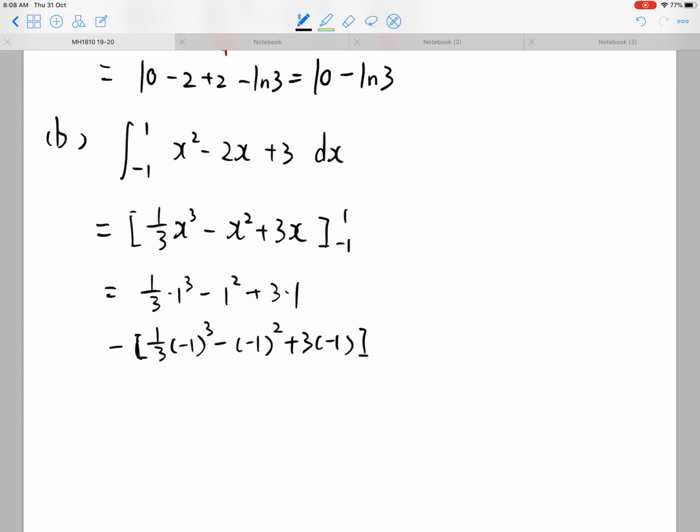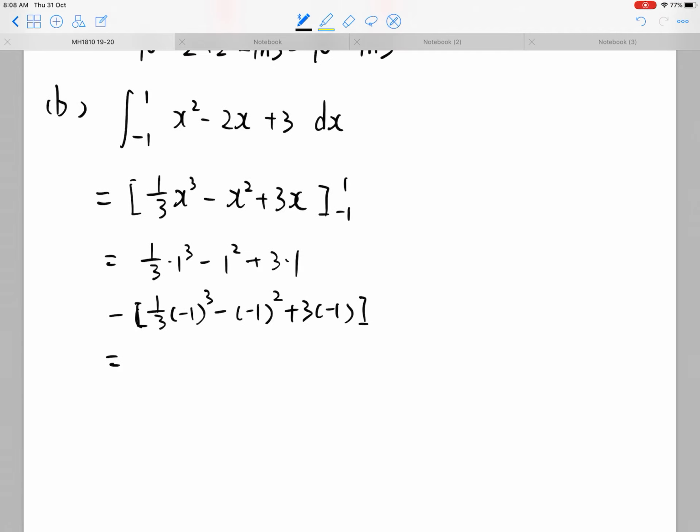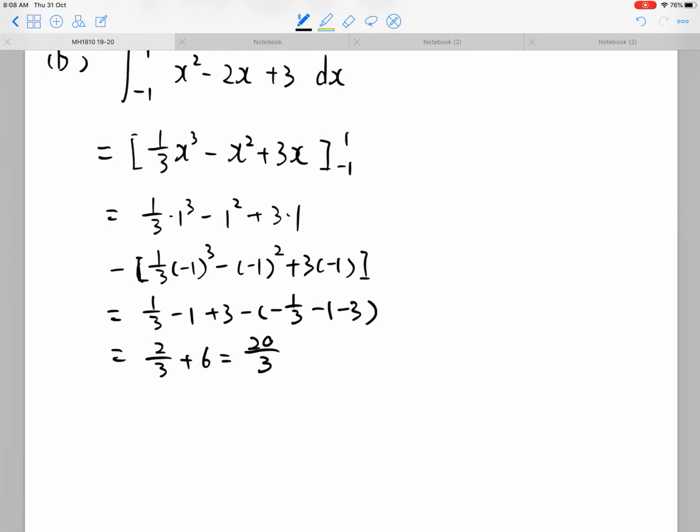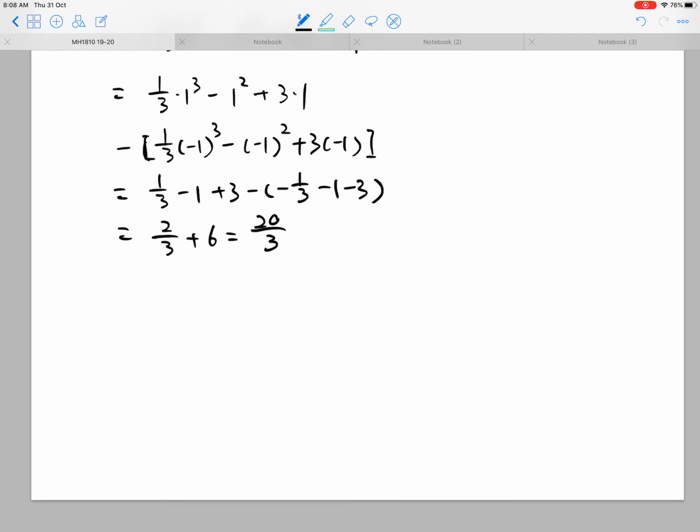Okay. So it is 1 over 3 minus 1 plus 3 minus, right, minus 1 over 3 minus 1 minus 3. It's going to be 2 over 3 plus 6, right? So it's going to be 20 over 6, 20 over 3. Okay.